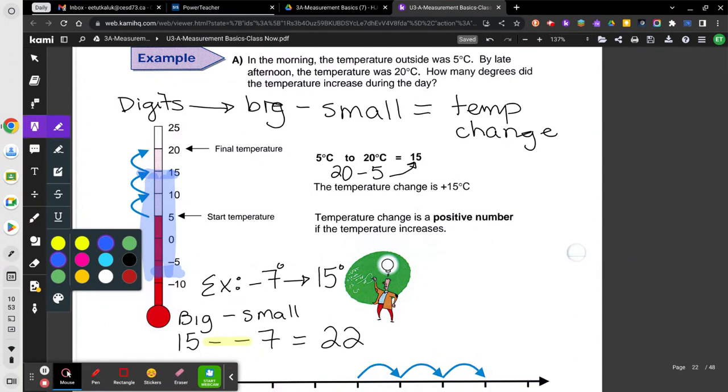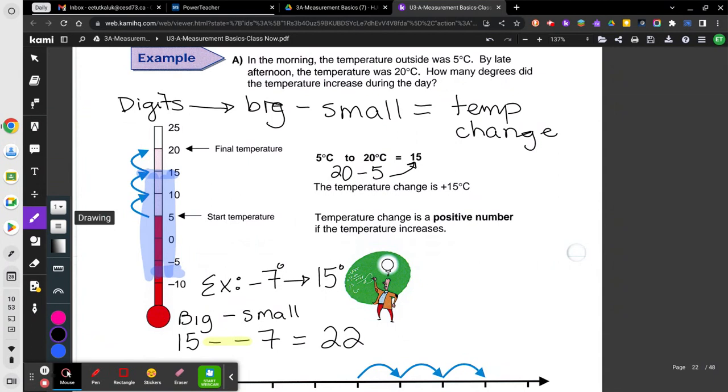And if you've got a picture of a thermometer, you can actually count them. You can count by 5s, count by 2s, whichever the thermometer shows you. This thermometer counts by 5s. So I would take my 15, I can go 5, 10, 15, 20, and then I would have my extra 2 there, so we end up with 22 degrees. Okay? So it's always your biggest number, subtract your smallest number. That'll tell you the temperature change, especially when you have negatives.